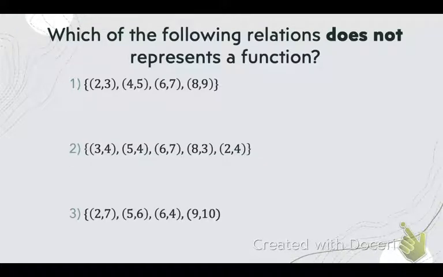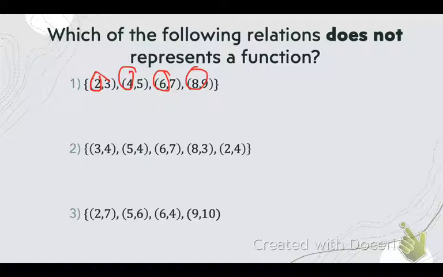Can you figure out which of these relations doesn't represent a function? What do you think? 1, 2, or 3? Relation 1 has the ordered pairs (2, 3), (4, 5), (6, 7), and (8, 9). All of these, the x's don't repeat, so this one is a function.